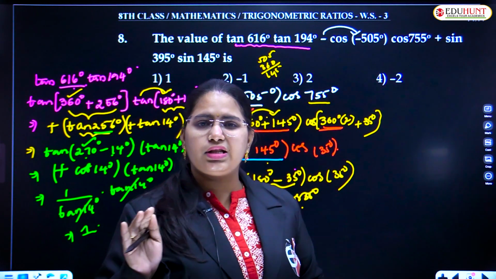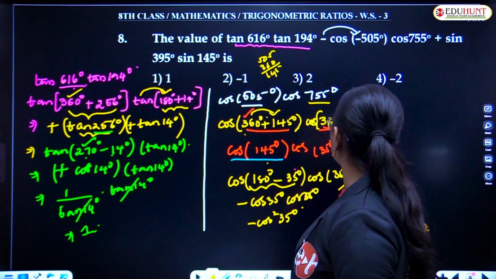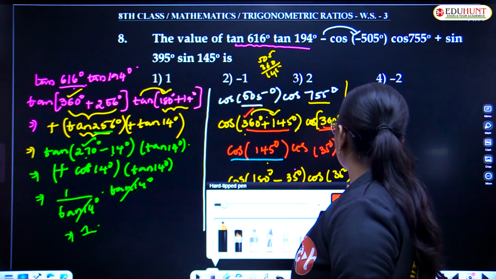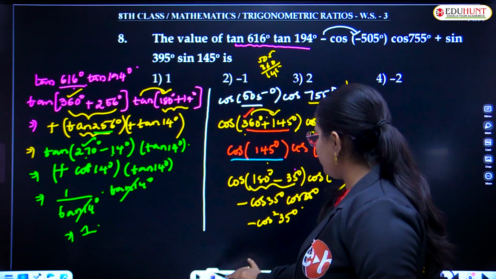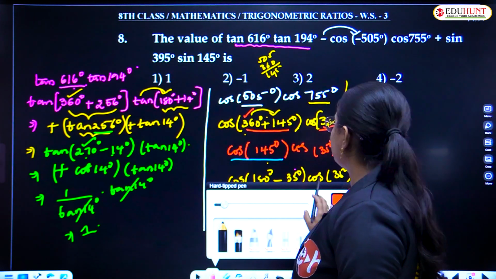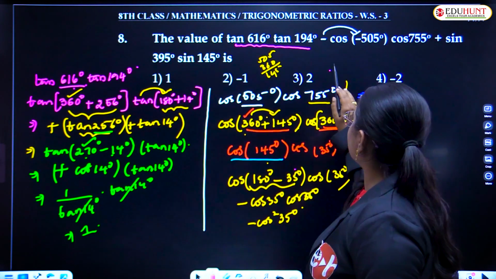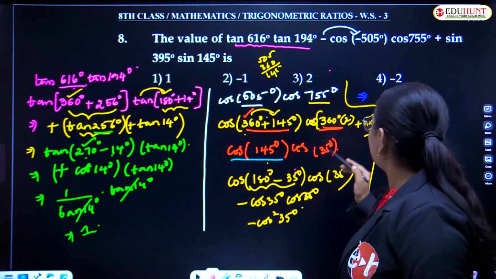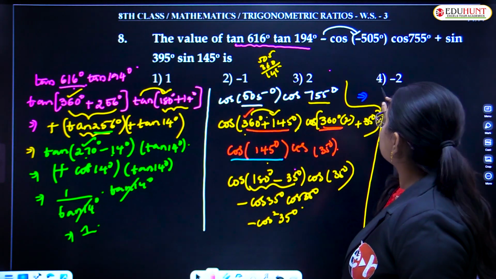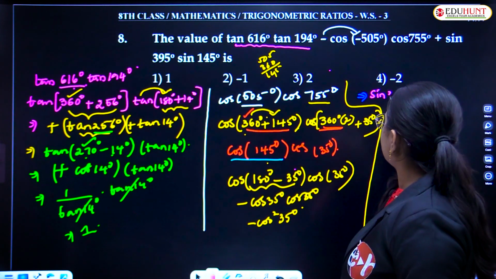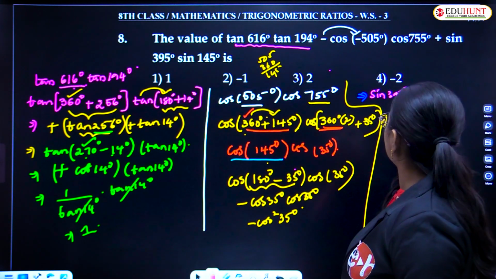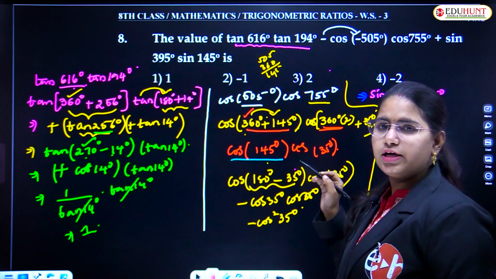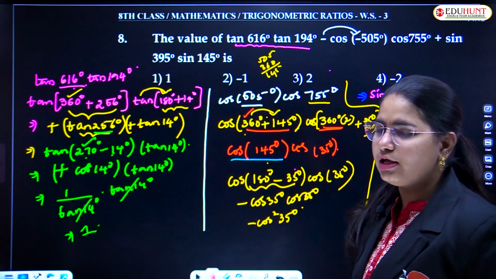We are left over with the last two trigonometric functions. What is the last one? Just a minute, I'll change the color. The last one is sine 395 degree, sine 145 degree.